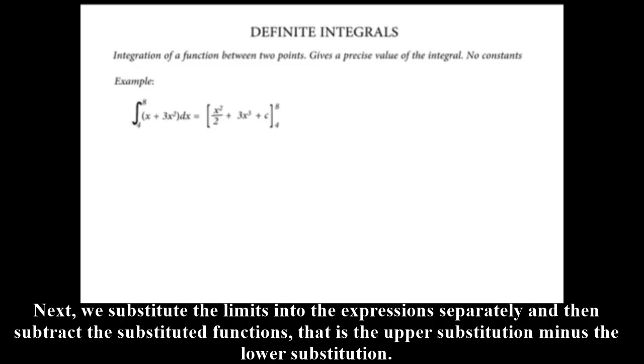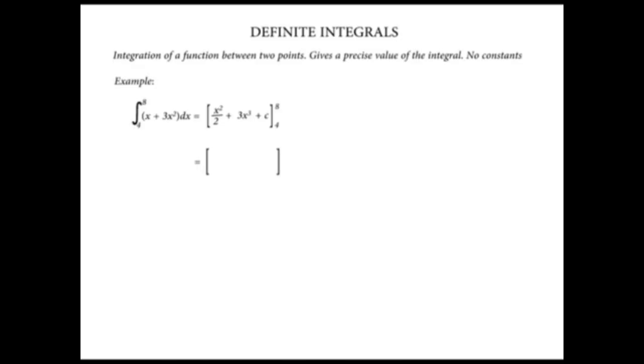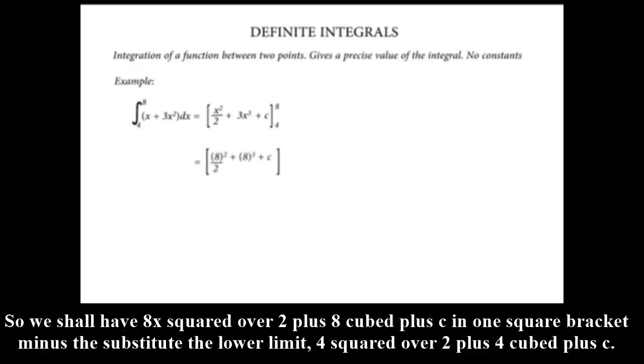Next, we substitute the limits into the expression separately and then subtract the substituted functions, that is the upper substitution minus the lower substitution. So first, we substitute 8 for x in that expression. So we shall have 8 squared over 2 plus 8 cubed plus c in one square bracket minus the substitute the lower limit, 4 squared over 2 plus 4 cubed plus c.